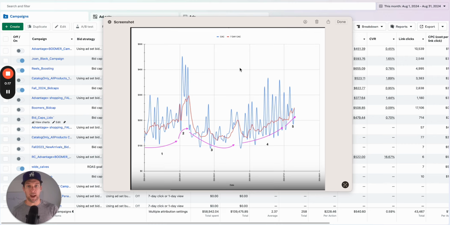And so it comes up all the time that somebody says, I want to run bid caps, I want to run cost caps, but it's just not working. I'm just not getting the outcome that I want. And specifically, this chart shows you something beyond the cost caps not working. And so this is the context that I had on this video.